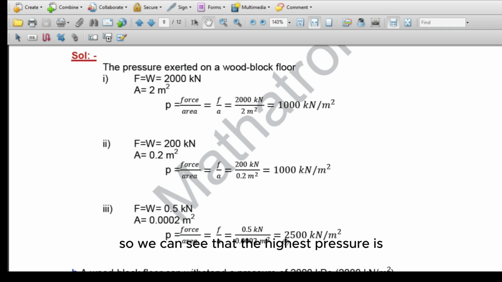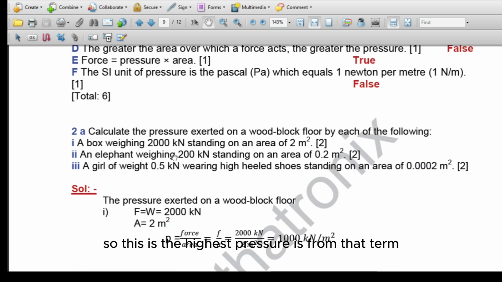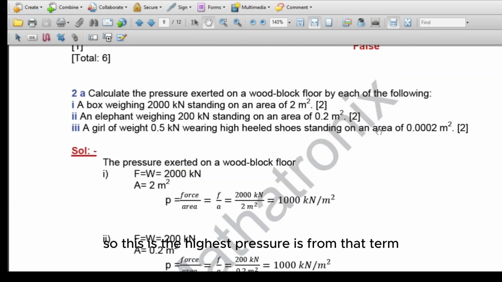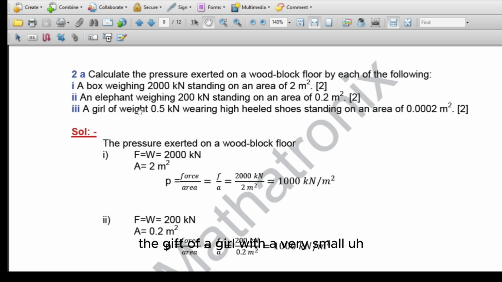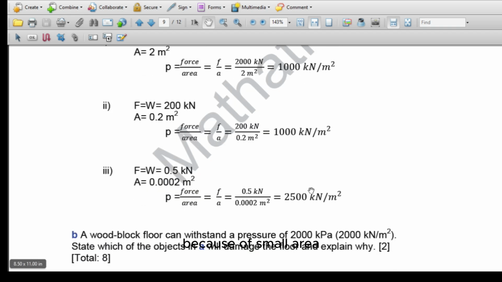So we can see that the highest pressure is 2500 kilonewtons per meter square, and it is from the third one. The case of a girl with a very small weight compared to the previous two, but exerting higher pressure, that is 2500 kilonewtons, because of a small area.